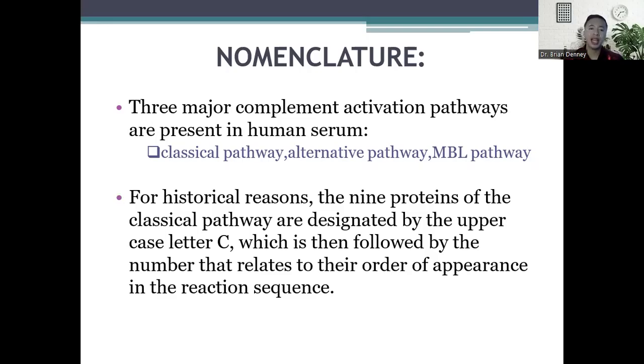Now I mentioned that the complement system is a collective term, a group wherein many proteins make up that system. Your complement system may be activated via the classical pathway, via the alternative pathway, or via the mannose binding lectin or MBL pathway. Class, I will make this easier to comprehend for you.